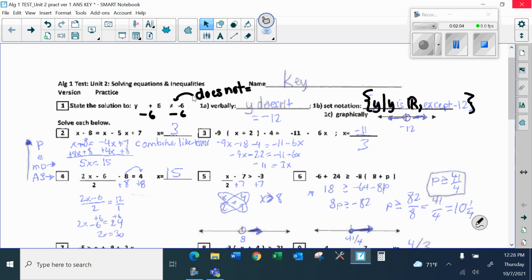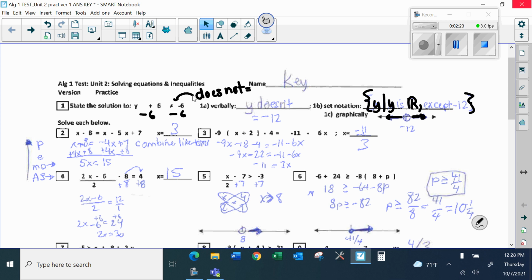Now C says to graph it. Well, if y doesn't equal -12, it equals everything else. So notice I have a -12 there with an open circle because it's not included, and I have to shade on both sides because it's every other number besides -12. All right, here we go.